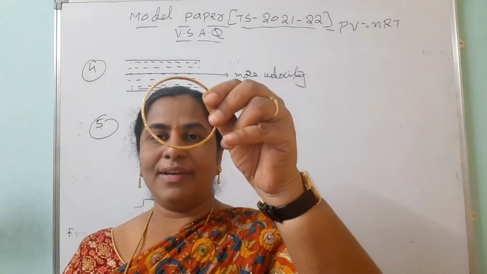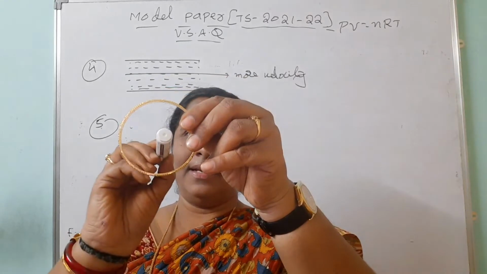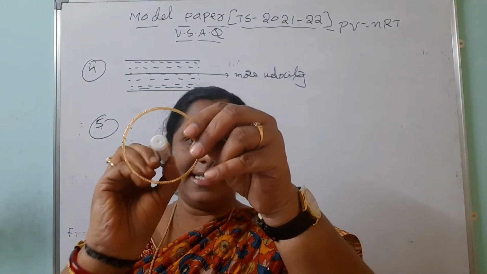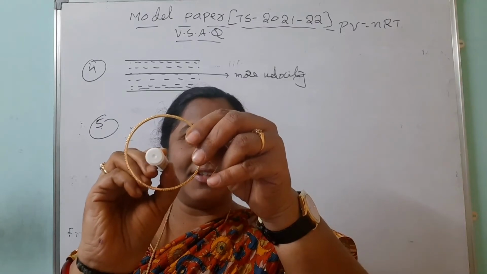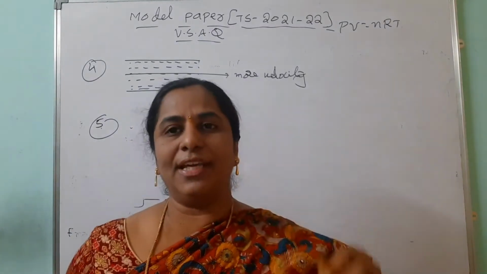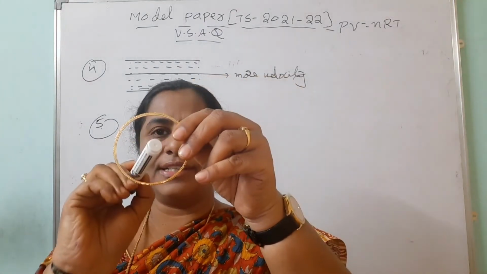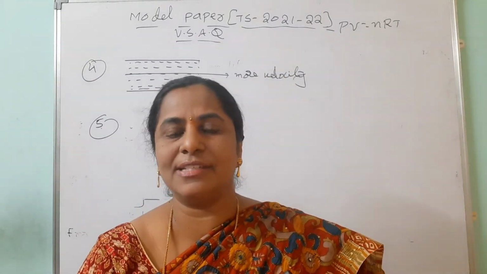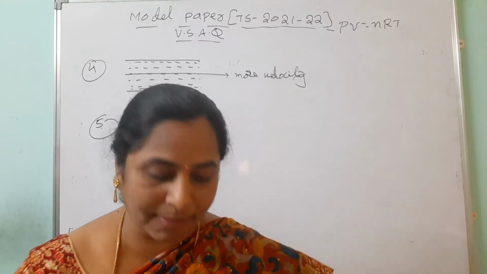Look at this bangle. Where is the center of mass? See, exactly this marker position is representing the center of mass. Is there any presence of matter? No. Even though, we can observe that the location of the center of mass is at the center. So for the location of center of mass, there is no need for the presence of matter.